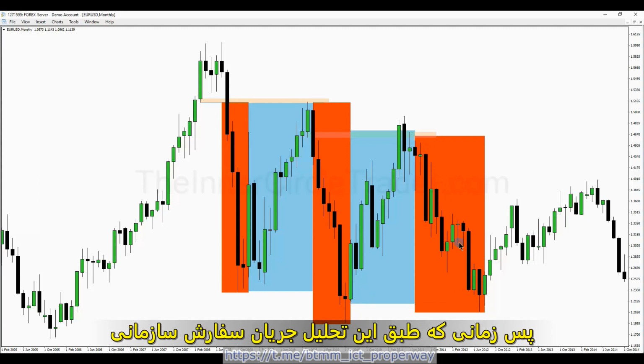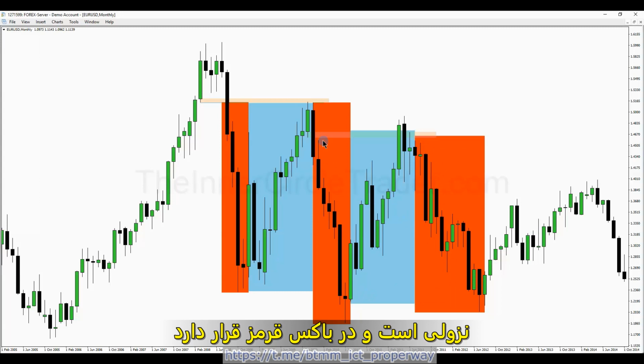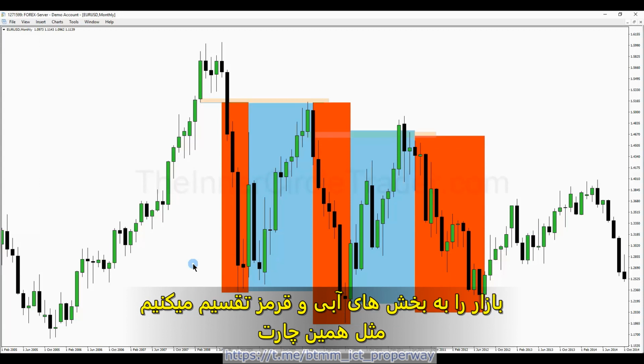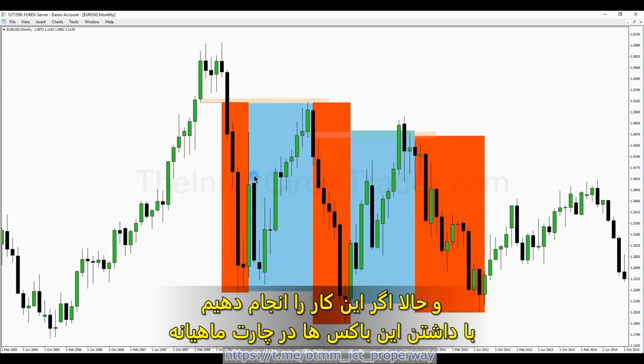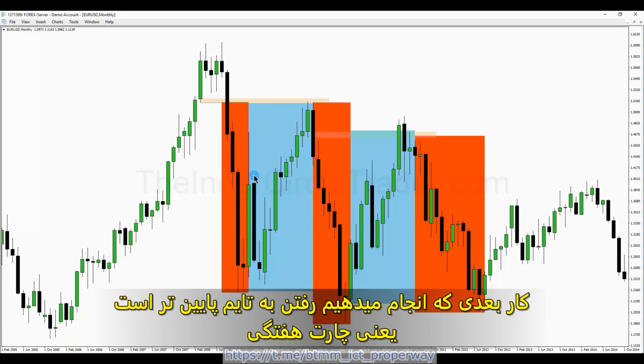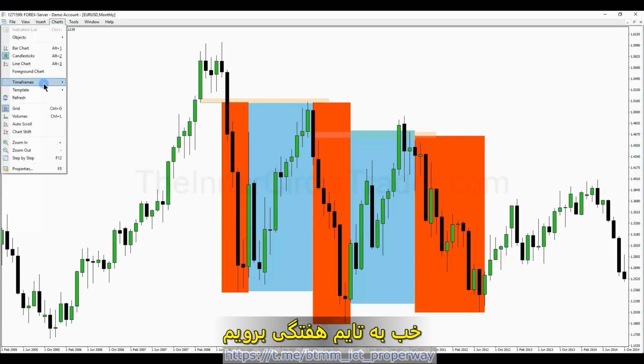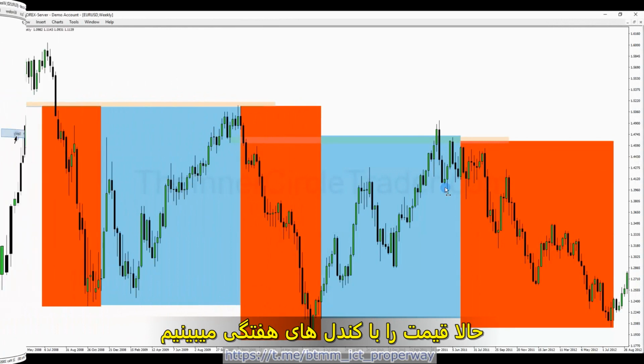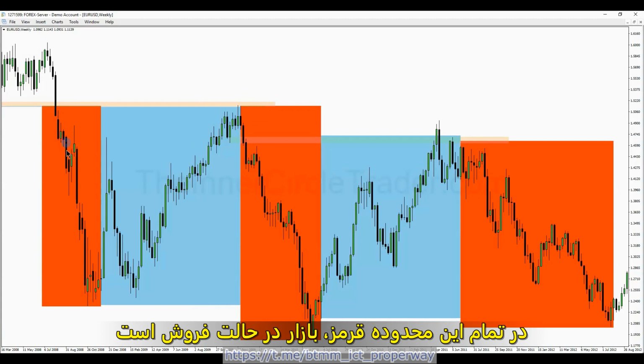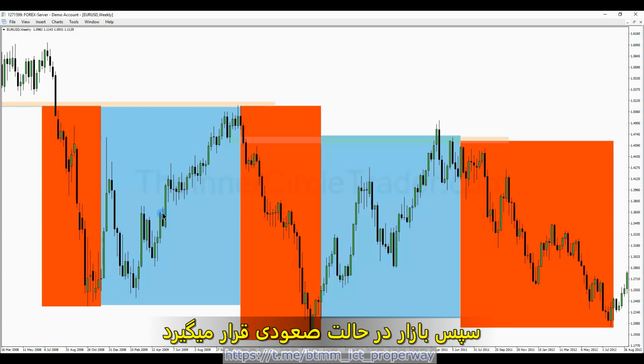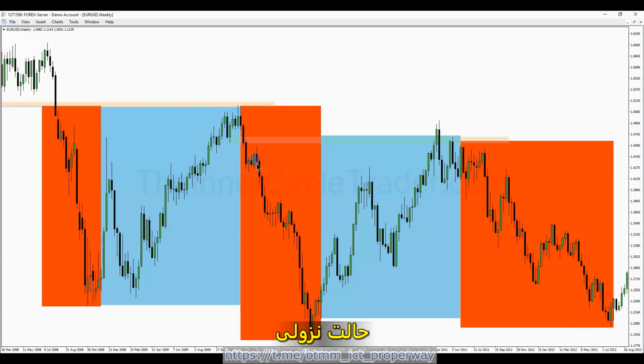Okay, so while we have institutional order flow that's bearish when it's in the red area, all we're going to do is internalize the marketplace like this. So if we have it set up like this on a monthly chart, all we have to do is break the market down into a weekly, just changing it into a weekly chart. Okay, so now we have the price shown on a weekly basis. All through here, we have the market in a selling condition, bullish market condition, bearish market condition, bullish market condition, bearish market condition.